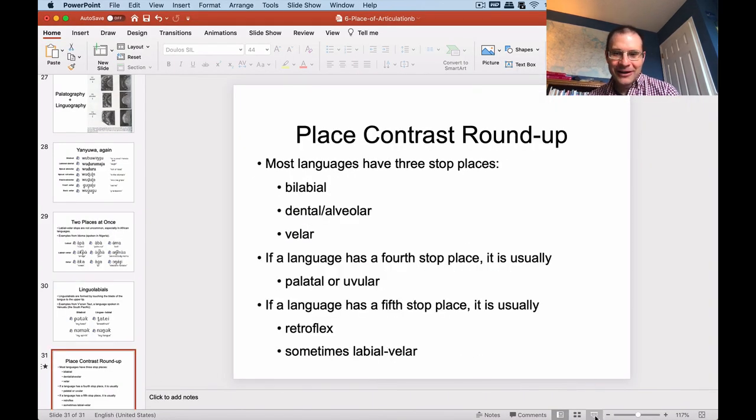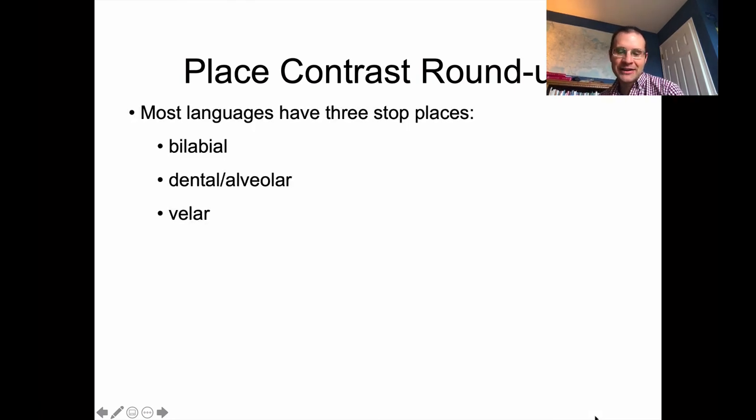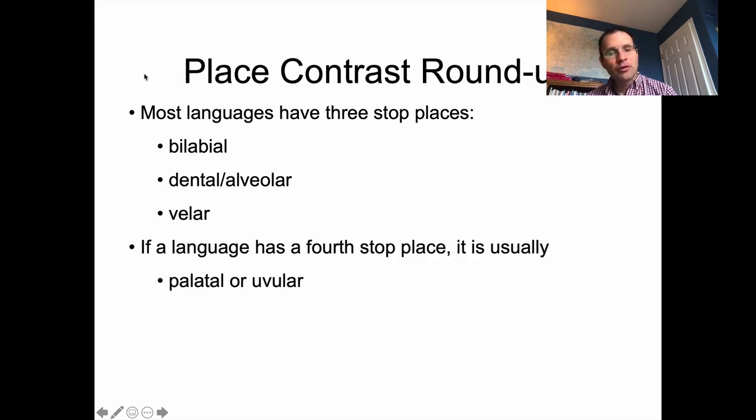Okay, so there you have it. Here is a place contrast roundup. Most languages have three stop places of articulation, bilabial, velar, and then they make a choice about whether they have dental or alveolar sounds in the middle. And then if the language has a fourth stop place, it might be palatal or uvular, generally speaking, but a lot of languages don't.